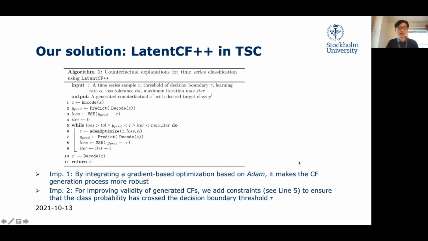Our improvements here are, firstly, that we integrate Adam optimization, which makes the counterfactual generation process more robust and more efficient. On the other hand, we add extra constraints in line 5 to improve the validity of the generated counterfactuals.